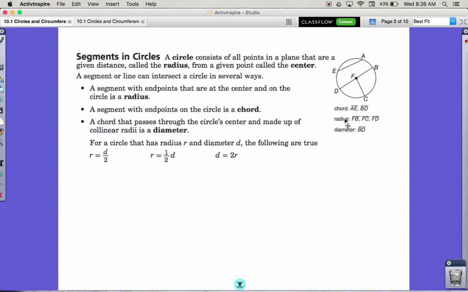Okay, so in this picture we have 2 chords. They are AE and BD, because the diameter is a special kind of chord. There are 3 radii. They are FB, FC, and FD, and the diameter is BD.